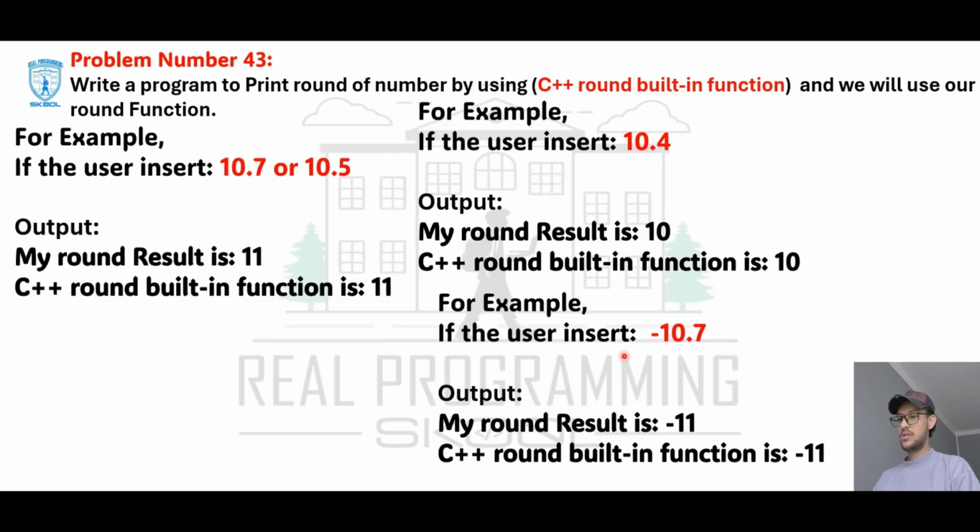And if the user inserts minus 10.7, we also want the result to be minus 11, negative. The first two examples were positive numbers, but if the user inserts a negative number like minus 10.7, it should be minus 11. If the user inserts minus 10.4, it should be minus 10. So now let's go to Visual Studio to see how we convert this requirement into code.